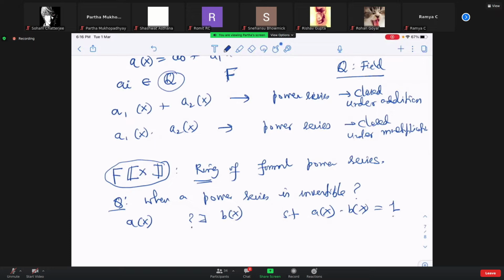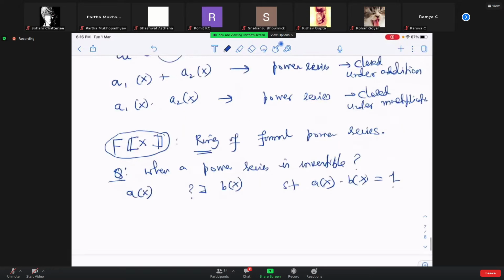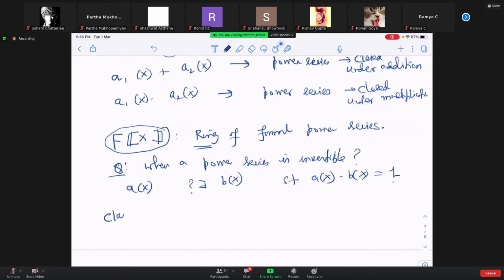And the small claim is that A(x) is invertible if and only if a0, the constant term, is non-zero. This is a very simple exercise.